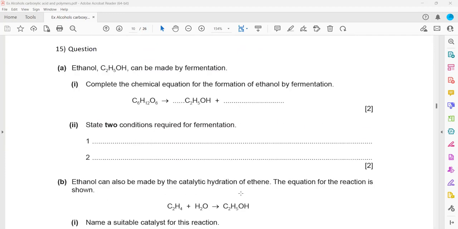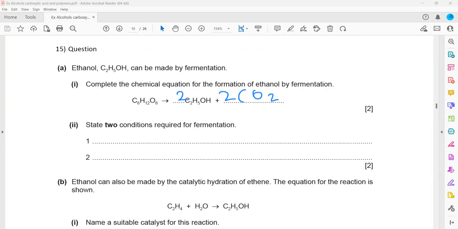Question 15, ethanol can be made by fermentation. Write a chemical equation for the formation of ethanol. It produces 2 molecules of ethanol and 2 molecules of carbon dioxide, and the equation is balanced.